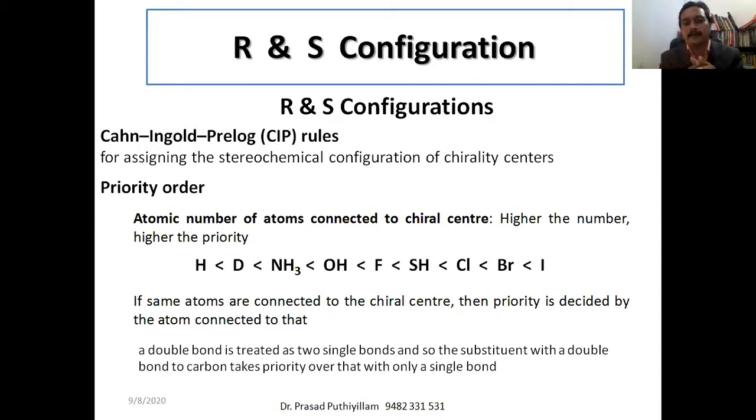If carbon double bond carbon is there, that means carbon connected to carbon, carbon connected to carbon, therefore two carbon effect is there. Okay, like that we have to give the priority order. Not me telling, that is the CIP rule. This is a universally followed rule to give RS configuration.